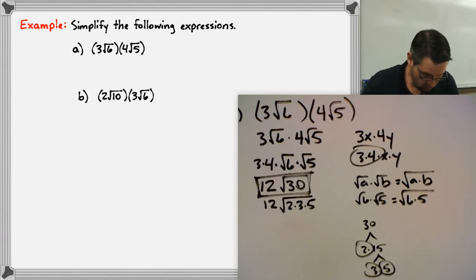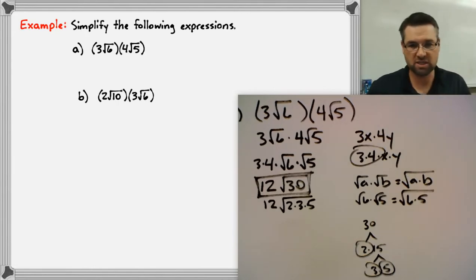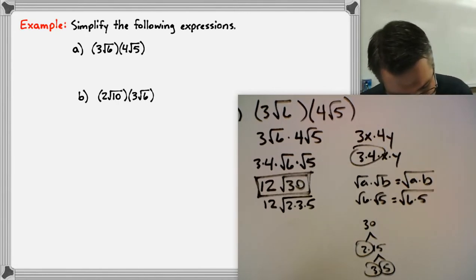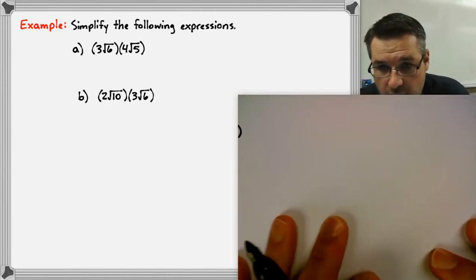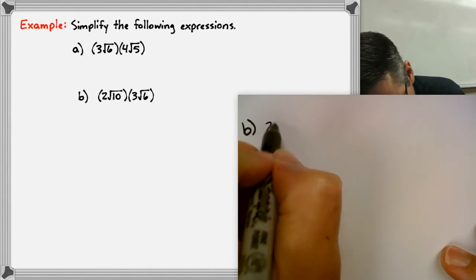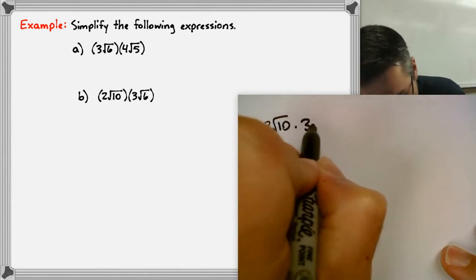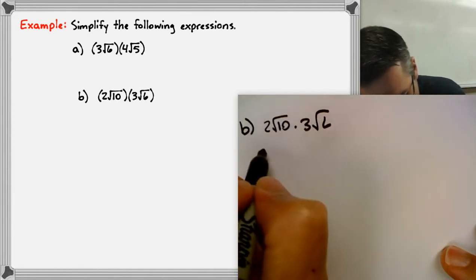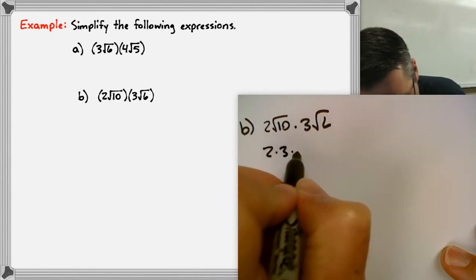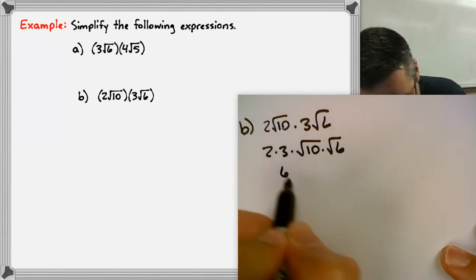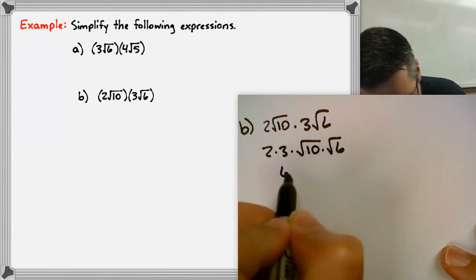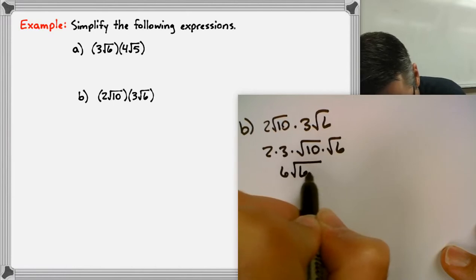All right, let's go ahead and take a look at another example. We've got 2 radical 10 times 3 radical 6. So B is, let me move my paper up here, 2 radical 10 times 3 radical 6. So we can rearrange those so that I'll say 2 times 3 times radical 10 times radical 6. 2 times 3 is 6, and we can multiply these together now and leave them inside the radical, so it'd be radical 60.